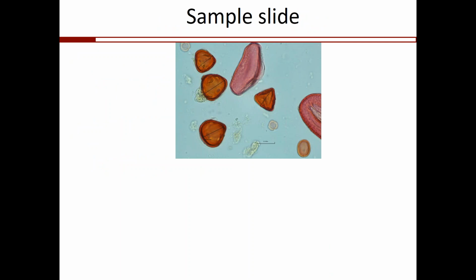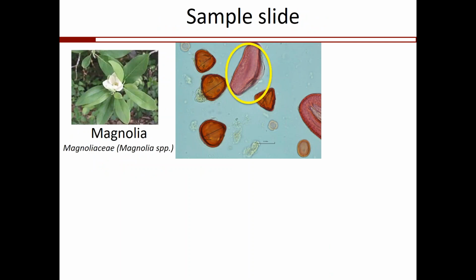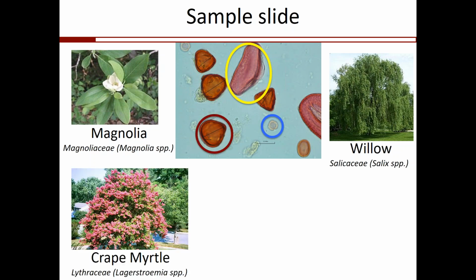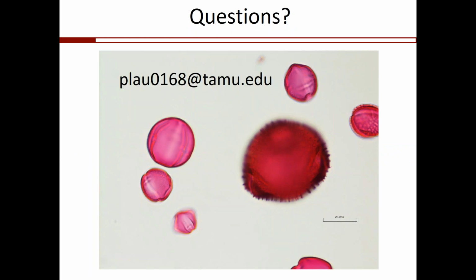So here's an example of what we would see when we're looking at it under the microscope. This picture over here has a large pollen grain, which is from magnolia, as well as other larger pollen types that we would see in our samples. This tiny pollen grain on the bottom is willow. This is a tricolporate pollen type, which means that it has 3 pores. It's also going to have 3 scars as well. This is crepe myrtle pollen.